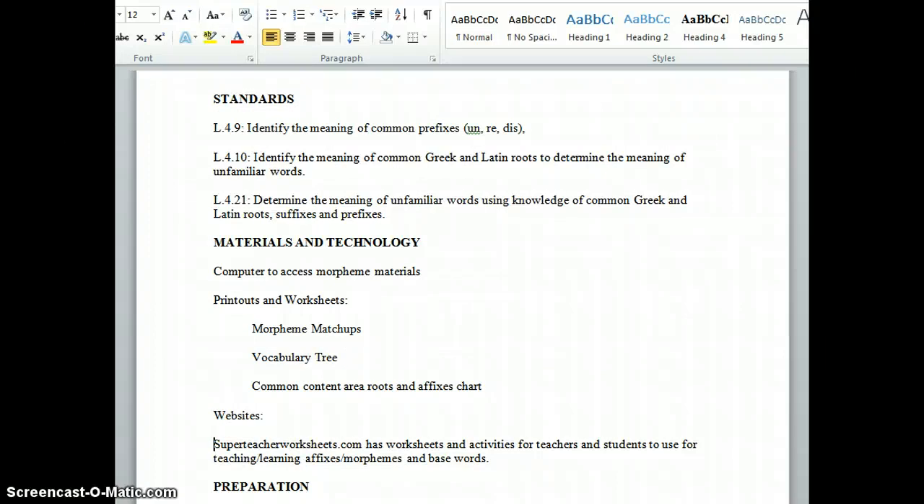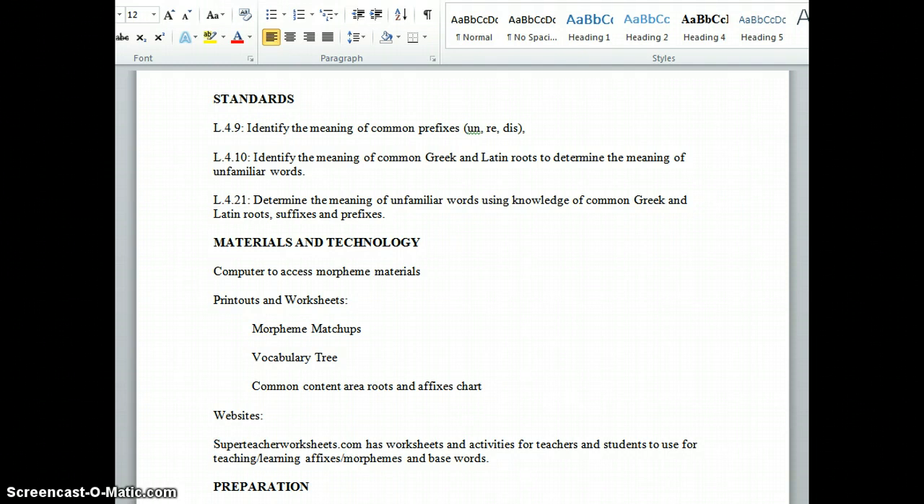Students will also have computer access to materials regarding morphemes. There will be printouts and worksheets such as the morpheme matchups, the vocabulary tree, which students will use after they have completed and created words.